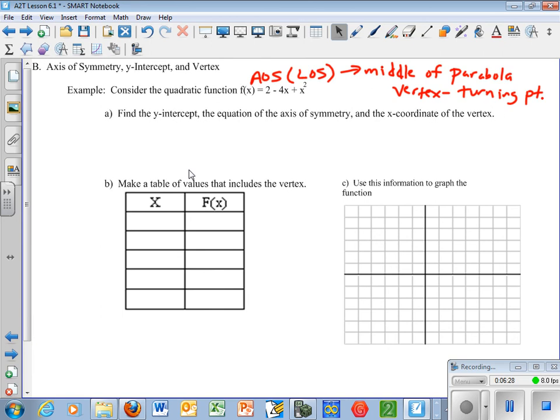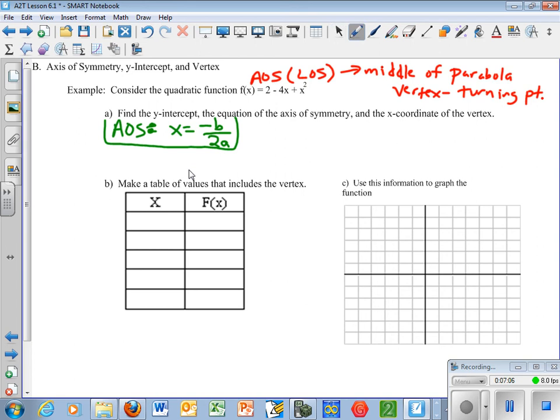Here's what we have. So what they're asking us to do is find the y-intercept, the equation of the axis of symmetry, and the x-coordinate of the vertex. Okay? Some things I'm going to write down here. The axis of symmetry, kind of a little mini formula. You must write, the line of symmetry for a parabola will always be a vertical line, so it's x equals negative b all over 2a. So you need to know this, or that's how you find the line of symmetry, or the axis of symmetry. X equals the opposite of b over 2a.